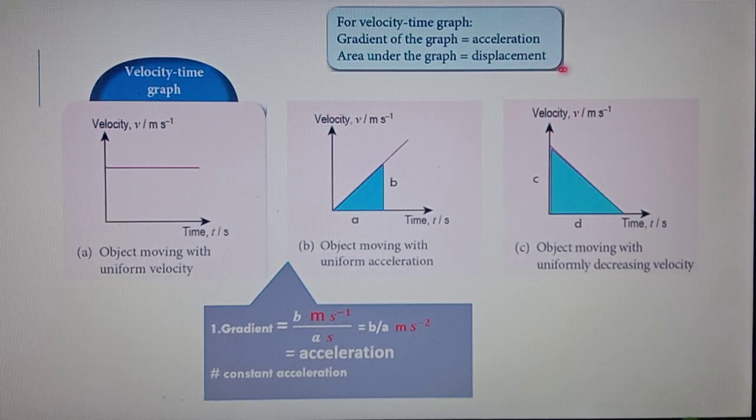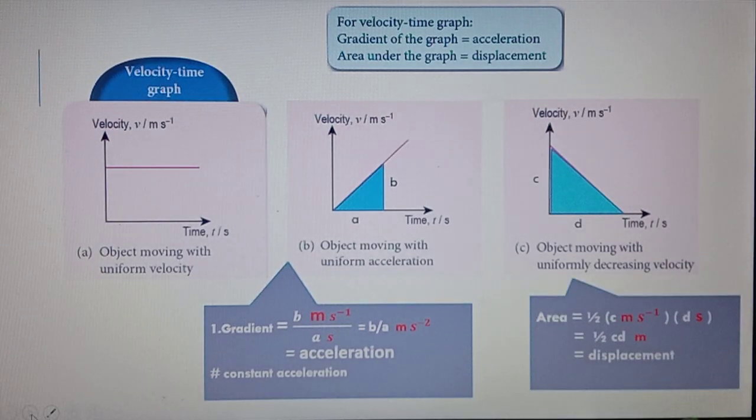Okay. And then the third graph, you can see the graph has a negative gradient but is still a straight line graph. So what can we say from this graph? The gradient is negative and a straight line, thus the object is moving with uniform decreasing velocity. What else can we determine from here?